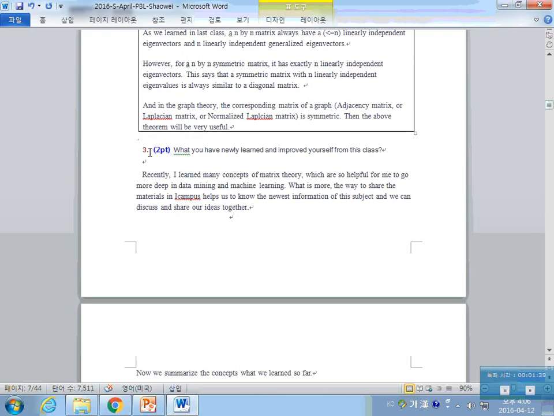The third part is about what I learned in this class. Recently I learned many concepts about matrix theory, which help us go deeper into data mining and machine learning, and it is also very useful for my major study. We also share much information and many ideas in the Q&A, and it is a good way to improve each other.